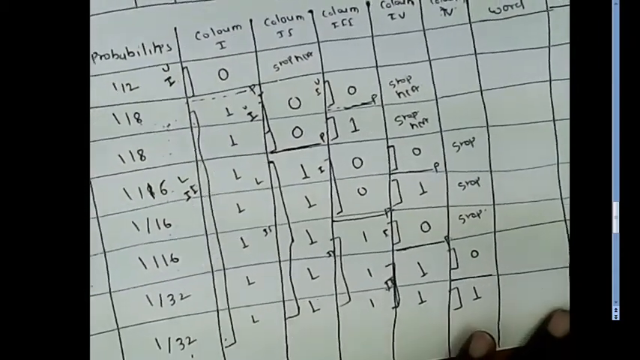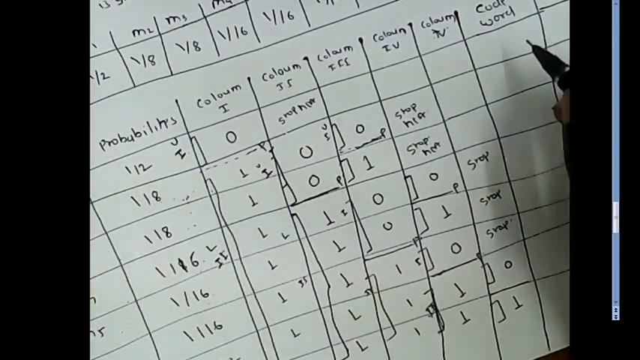Now consider M7 and M8, the two sets which have equal probabilities. M7 is the upper set and M8 is the lower set. So for the upper set we assign 0 and for the lower set we assign 1. In this way we have done the coding here. Now we can write down the codes.